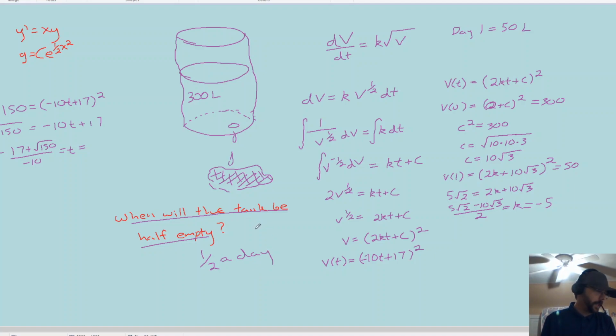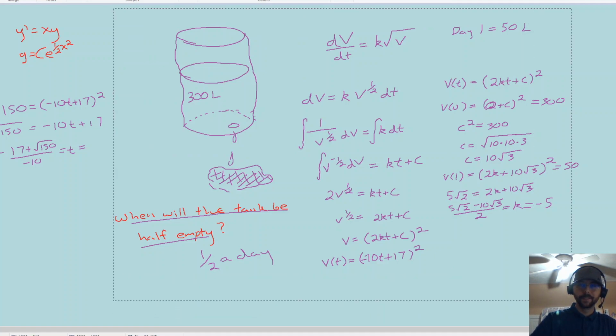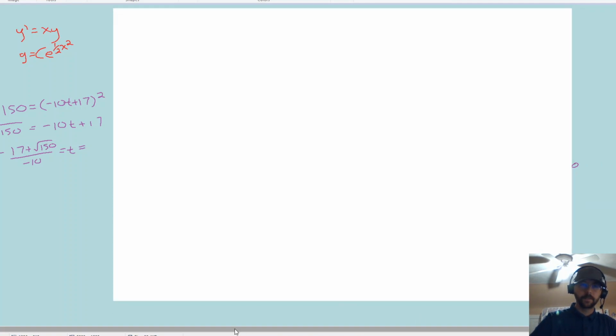So that was another example of using a differential equation. I'm going to try to go through my whole list here. We're probably a little over halfway done.